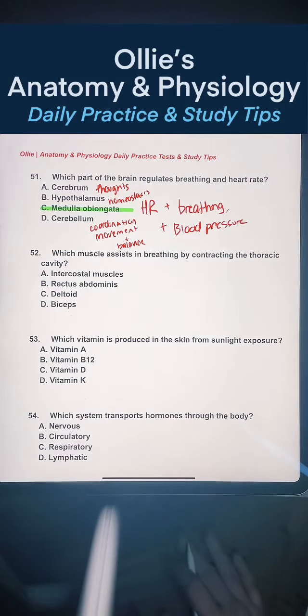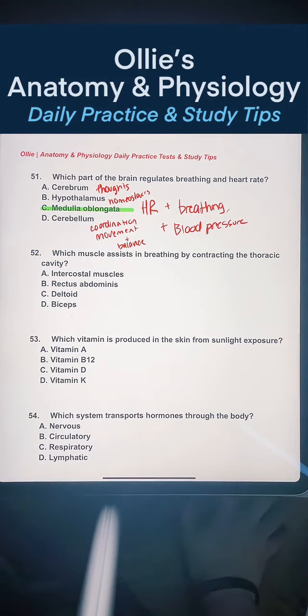Then number 52, which muscle assists in breathing by contracting the thoracic cavity?